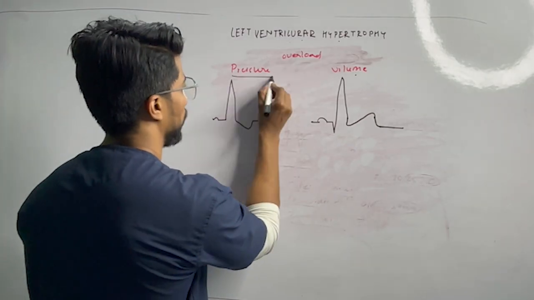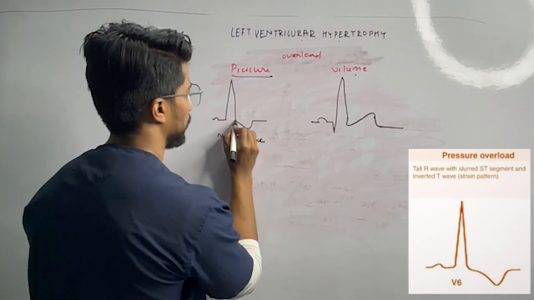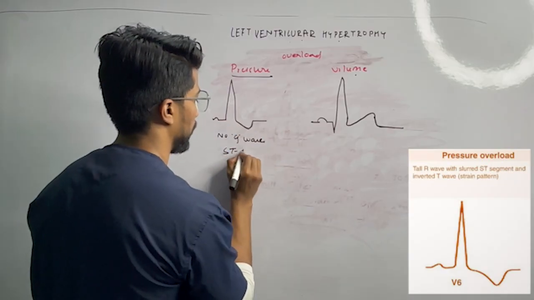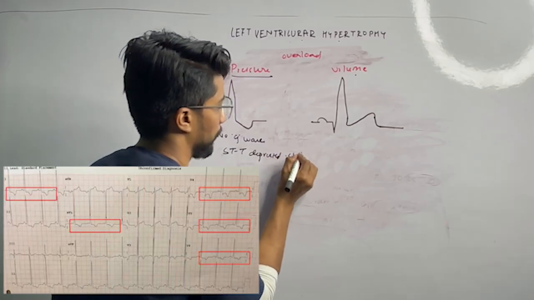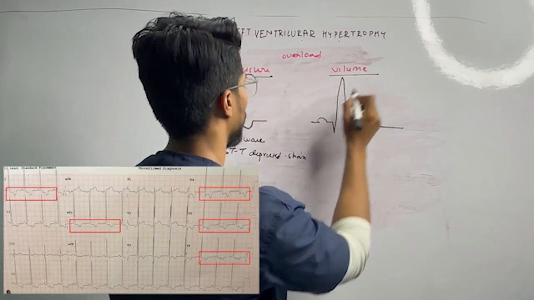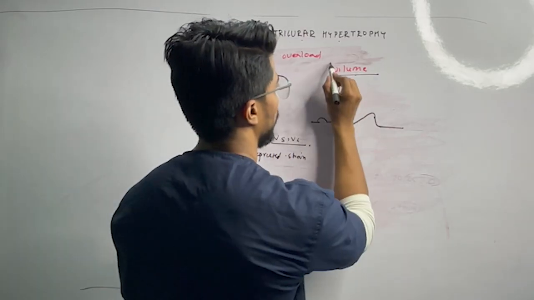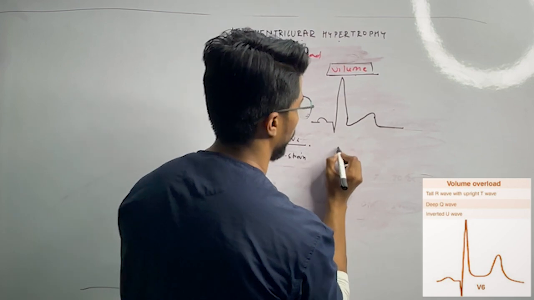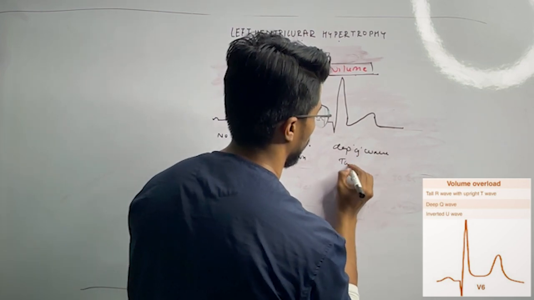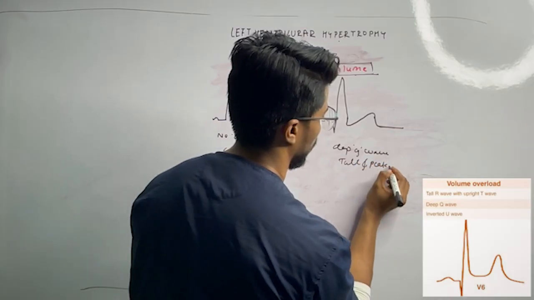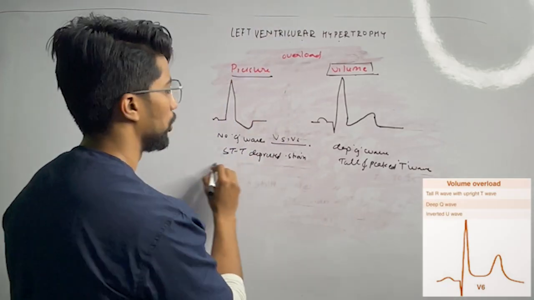In pressure overload, there's hardly any Q wave, and also the ST and T segment are depressed, which is also called your strain pattern. While in volume overload, and this is most prominent in V5, V6, as I mentioned, the lateral leads, you have deep Q waves and tall and peaked T waves. So that's the difference between volume and pressure overload conditions.